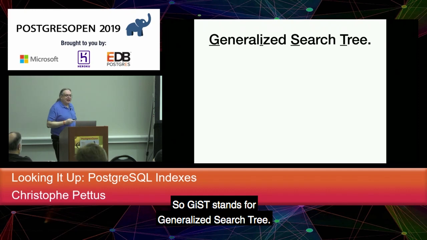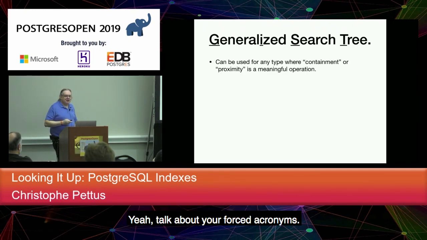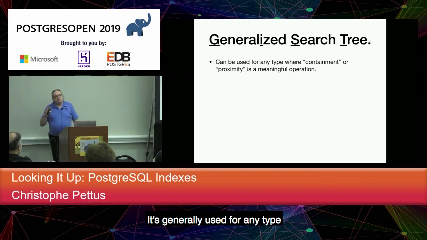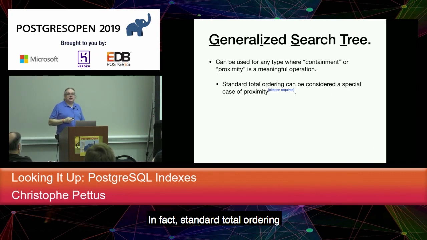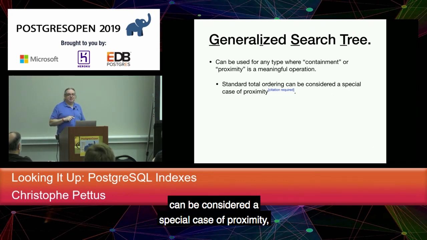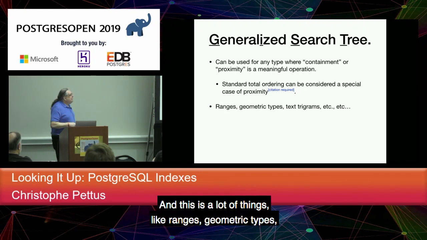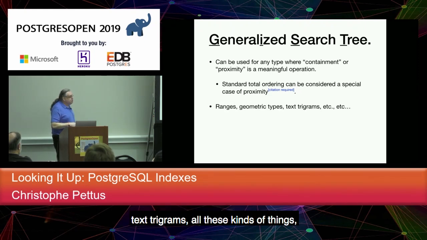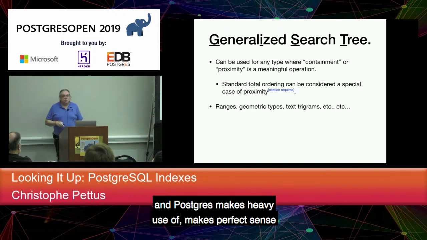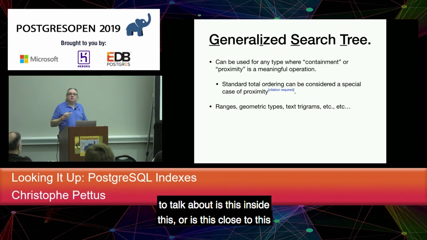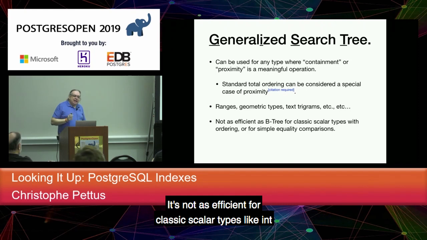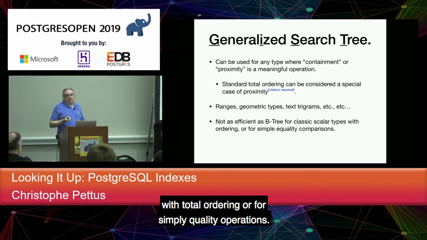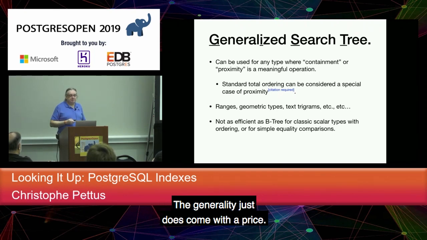GiST just stands for generalized search tree. Yeah, talk about your forced acronyms. And it's generally used for any type where containment or proximity is a meaningful operation. In fact, standard total ordering can be considered a special case of proximity. Proof left to the reader. And this is a lot of things like ranges, geometric types, text trigrams, all these kinds of things that Postgres makes heavy use of, where it makes perfect sense to talk about, is this inside this or is this close to this in some kind of geometric space? It's not as efficient for classic scalar types like int with total ordering or for simple equality operations. The generality of GiST does come with a price.